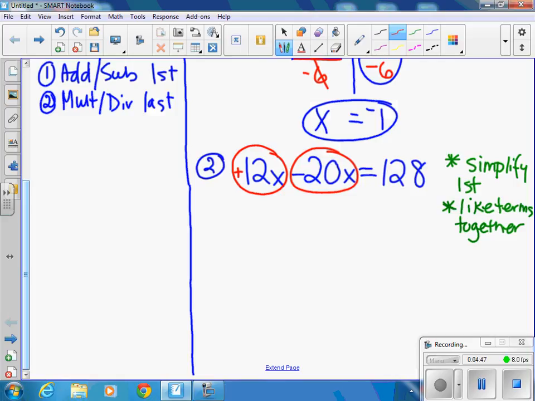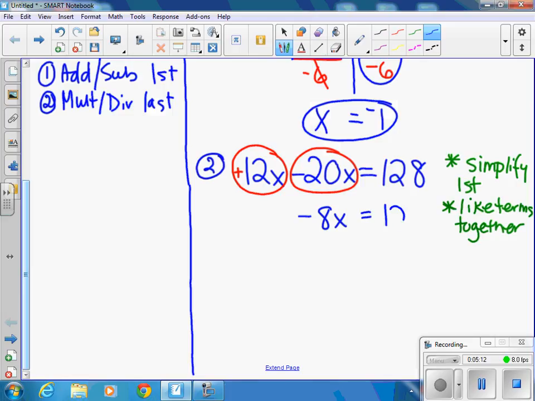These are different signs, so I find the difference, treat it just like integers. That means that I get negative 8x, because the difference between 12 and 20 is 8, and the negative sign goes with the 20, which is the larger number. Again, remember absolute value for that.